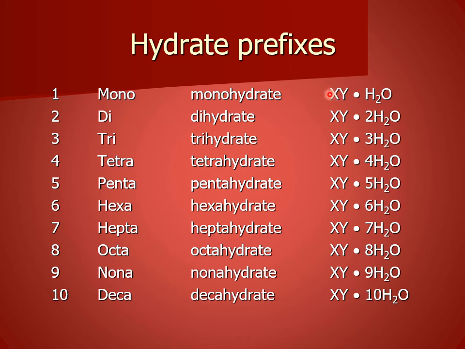If the XY is an ionic formula, then the monohydrate would show up in addition to, just kind of at the end, a big old dot that separates the compound from the water, and then we have simply one water group. See, there's no number, so it's just one water. Notice with a dihydrate, whatever this compound is, big old dot, now two water groups. That's a dihydrate. And you can see then trihydrate, tetrahydrate, pentahydrate, hexahydrate, heptahydrate, octahydrate, nonahydrate, and then finally decahydrate.